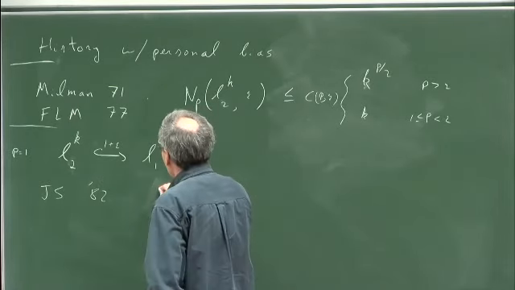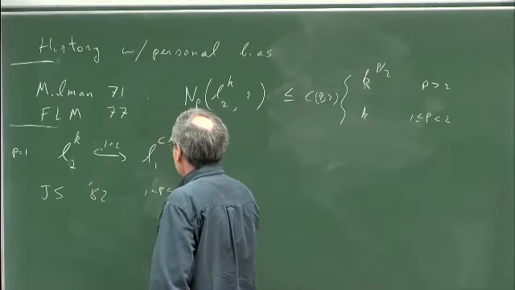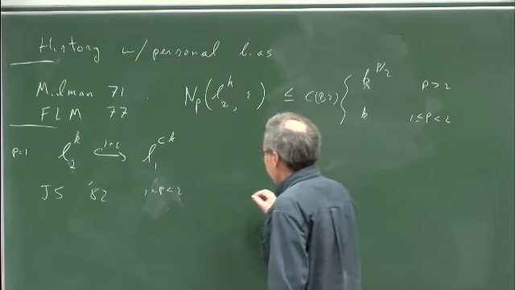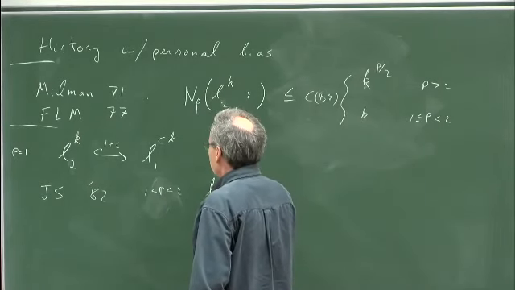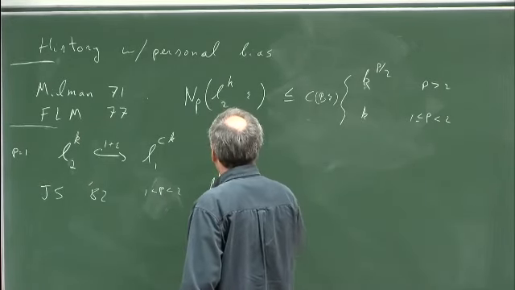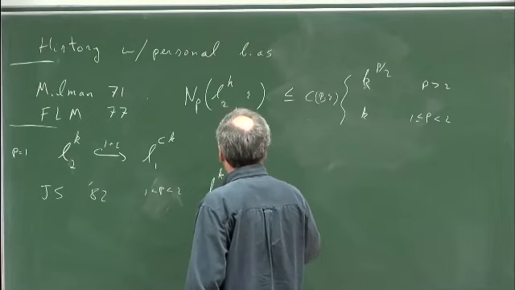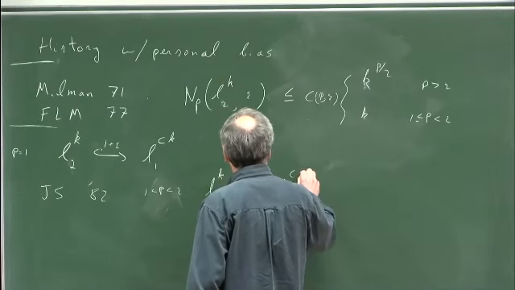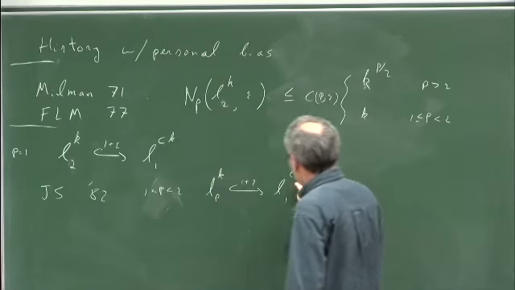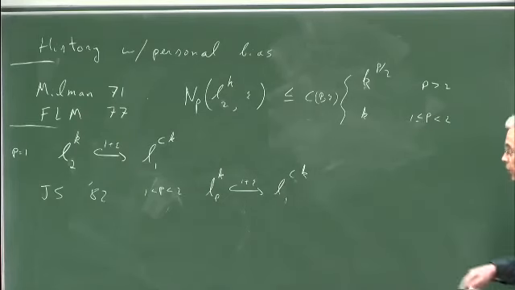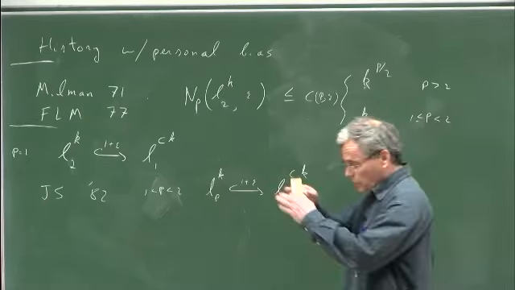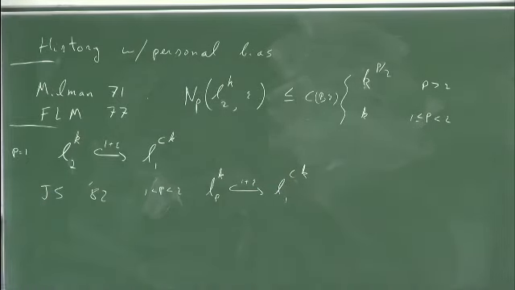So for p between 1 and 2, you should know, let me write it, L_p^k embeds with constant 1 plus epsilon into L1 of C, the same thing, except that C now depends also on p and epsilon. So this ball of L1 is a section which looks also like the L_p ball for every p between 1 and 2.